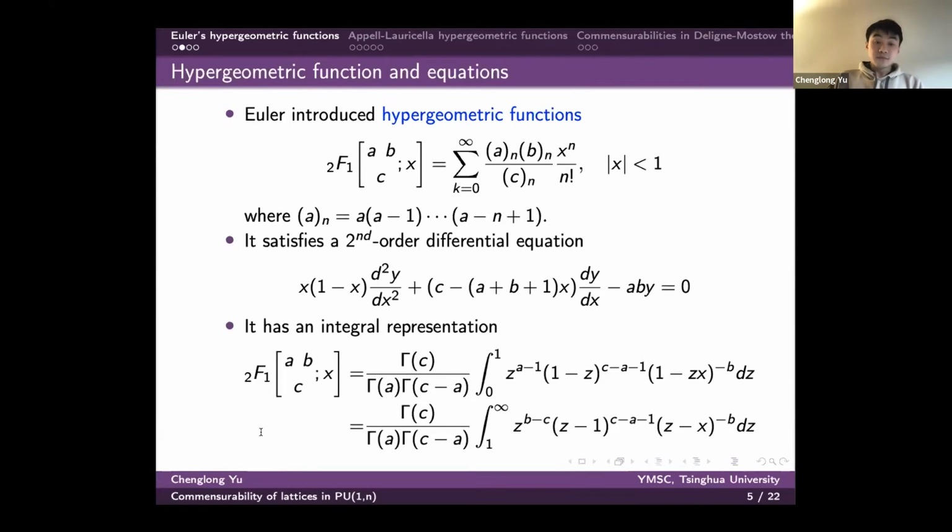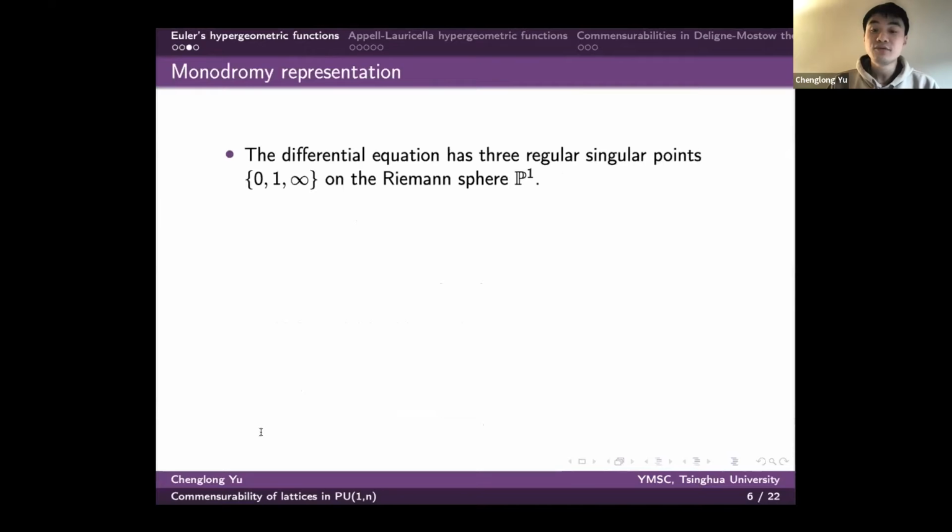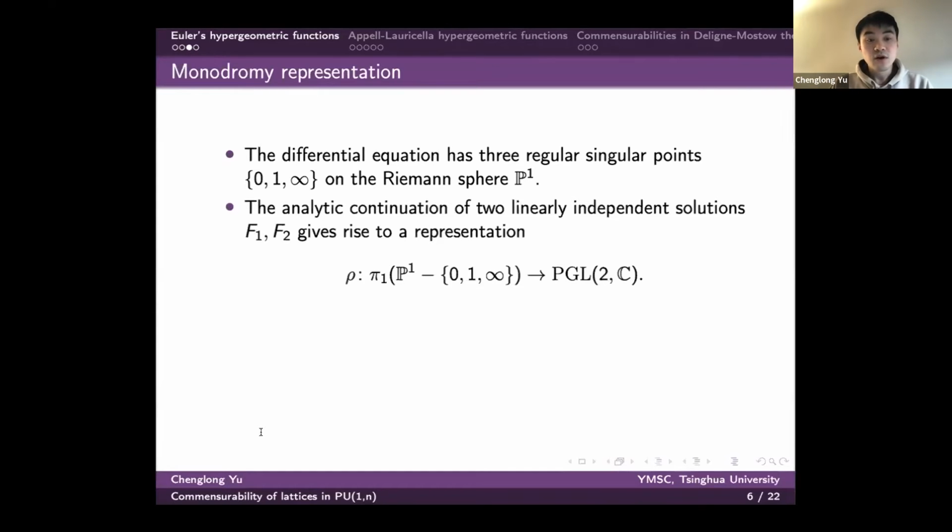All right, so the differential equation has 3 regular singular points at 0, 1, infinity on the Riemann sphere. From this, it's very natural to study the monodromy of the solutions to the differential equation. We can take any analytic continuation of 2 linearly independent solutions. Actually, they can always be represented as hypergeometric functions multiplied by some other well-known functions. The analytic continuation will give you a monodromy. Since it has 3 singular points, it gives rise to a representation. After analytic continuation, it's still a linear combination of these 2 solutions. So it's a representation from pi1 to PGL2C.